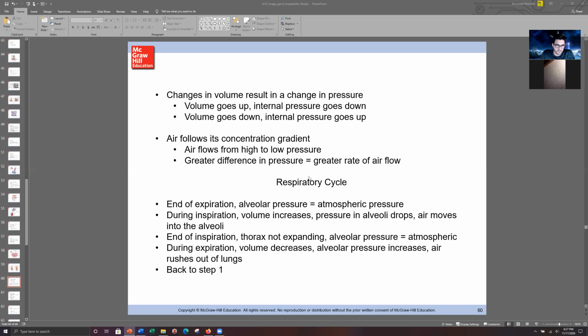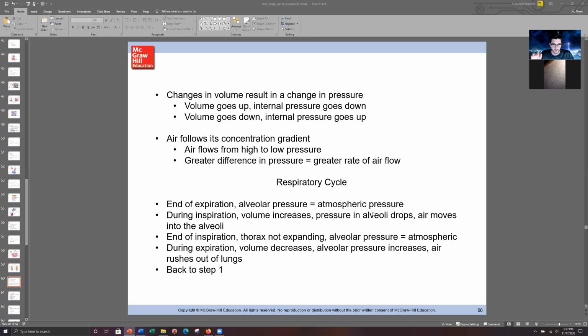In the respiratory cycle, we have the end of expiration, where alveolar pressure is equal to atmospheric pressure. So as we exhale out, so kind of normal expiratory patterns, as you exhale out, okay, your alveolar pressure is equal to your atmospheric pressure, right? So pressure is net neutral.